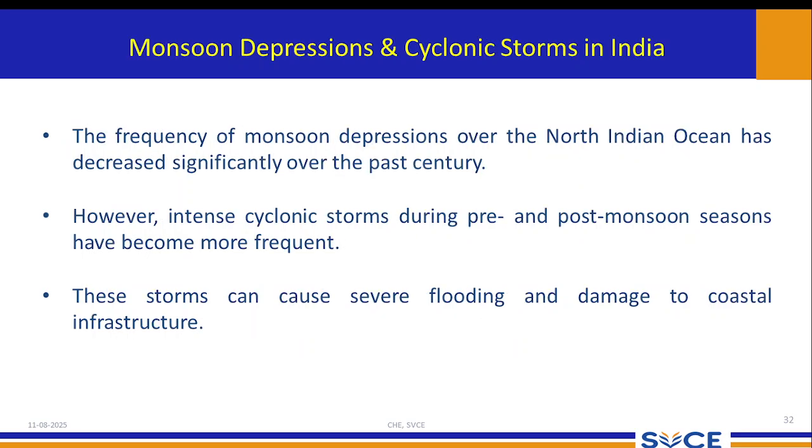Monsoon depressions and cyclonic storms in India. The frequency of monsoon depressions over the North Indian Ocean has decreased significantly over the past century. However, intense cyclonic storms during pre- and post-monsoon seasons have become more frequent. These storms can cause severe flooding and damage to coastal infrastructure.